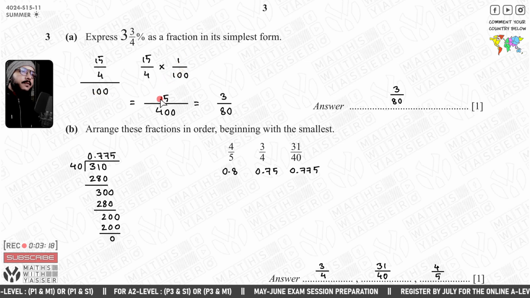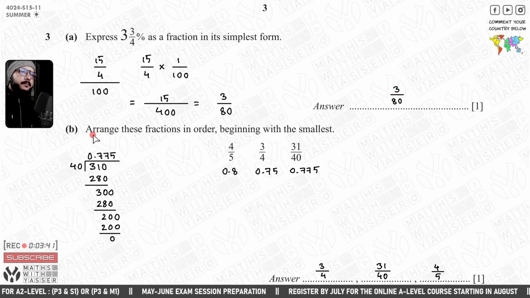So we can say it is 15 times 1 is 15 and 4 times 100 is 400. Now if we divide the numerator and the denominator by 5, we get 5 3s are 15 and 5 80s are 400. And since we cannot simplify it any further, hence the answer will be 3 over 80.